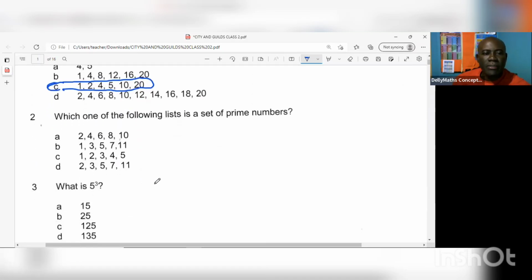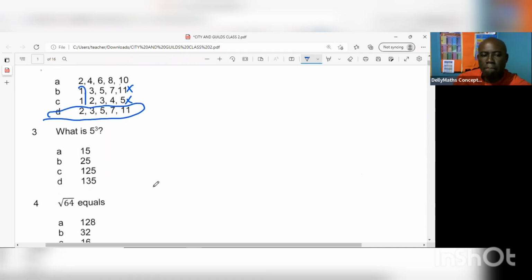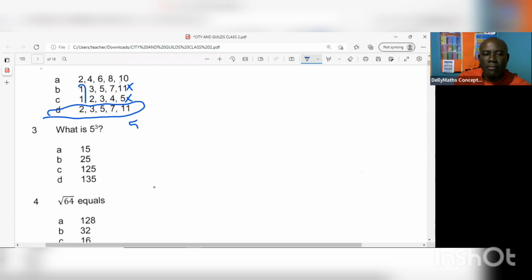Next question: which of the following lists is a set of prime numbers? Prime numbers have two factors. That's the condition. So definitely these are out because number 1 is not a prime. So we're talking about D: 2, 3, 5, 7, 11. Those are prime. We have 5 raised to the third, which is equivalent to 5 times 5 times 5, which is 125. And the answer is C.